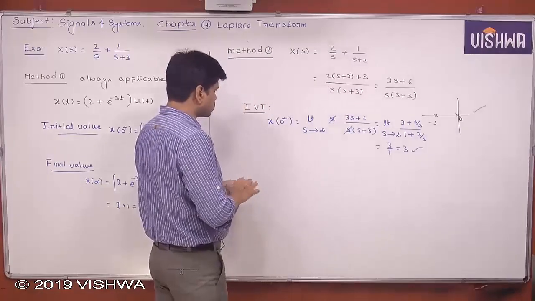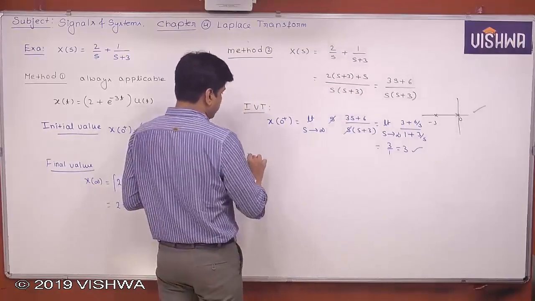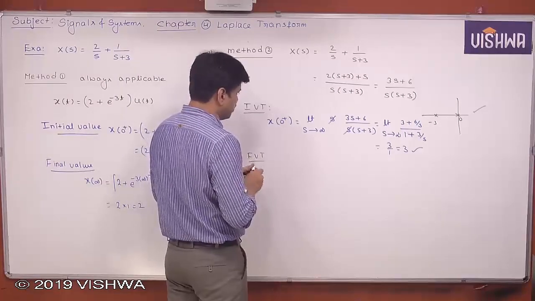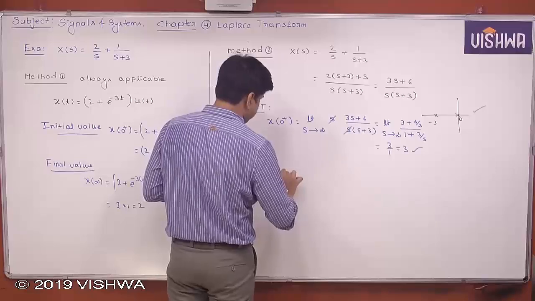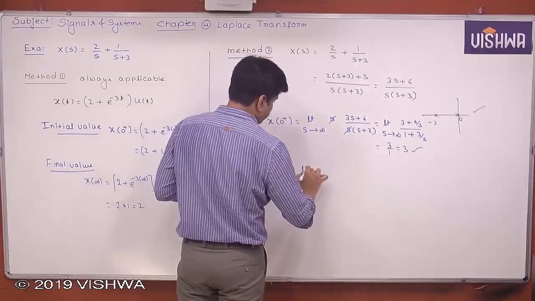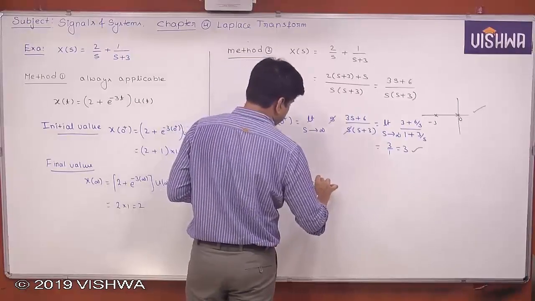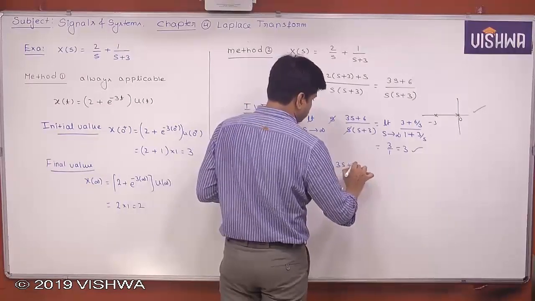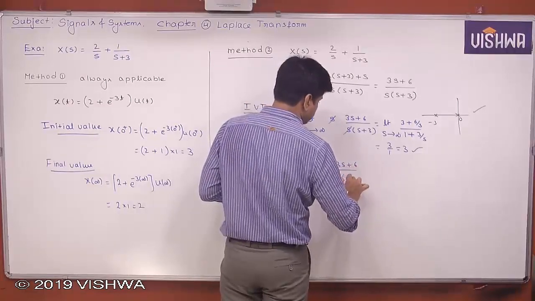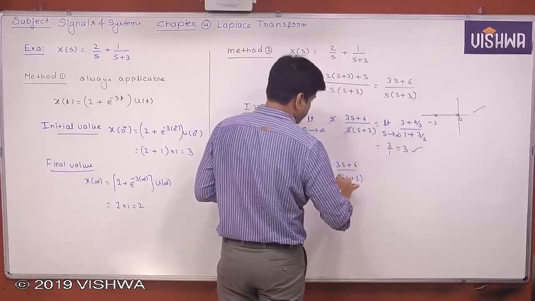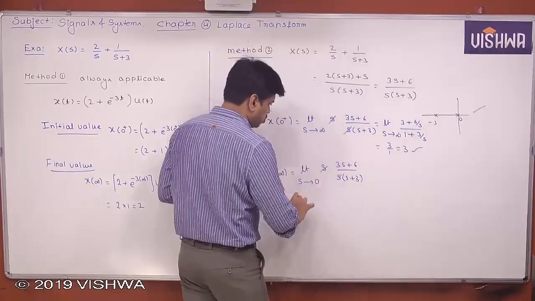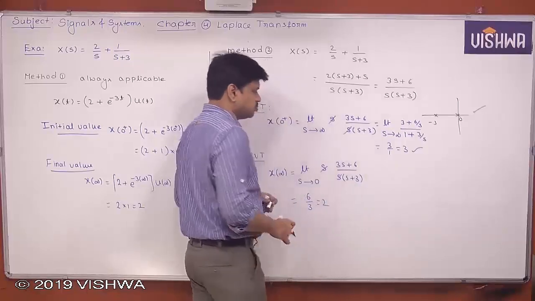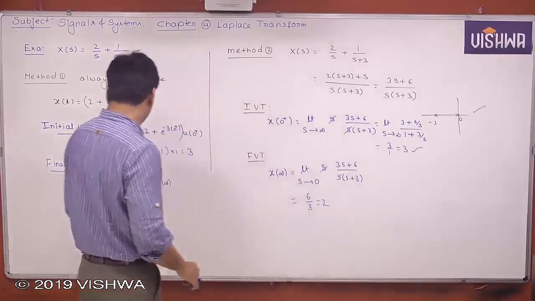Next, final value theorem, that is x of infinity, limit s tends to 0 s into (3s plus 6) by s into (s plus 3). S gets cancelled. If I substitute s is equal to 0, that is 6 by 3, which is equal to 2. Yes, this is also a valid answer, the final value.